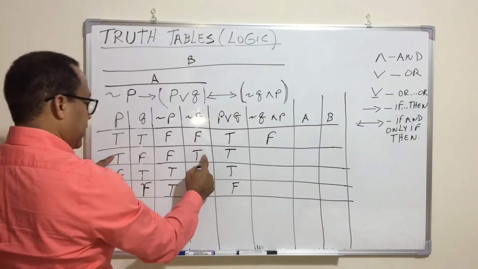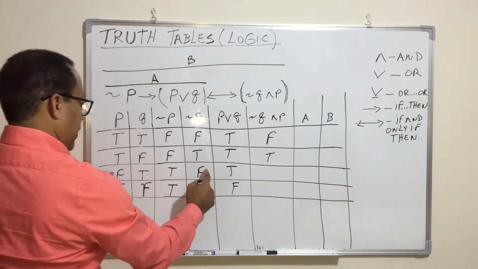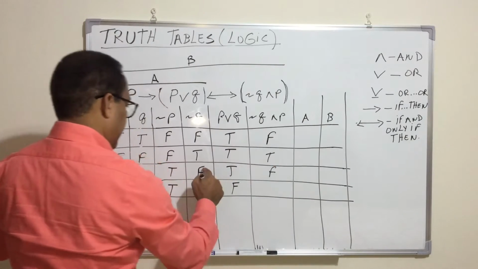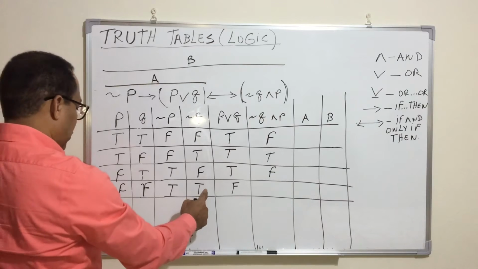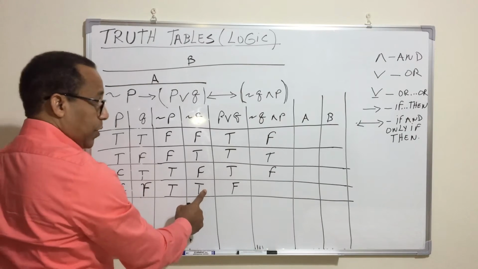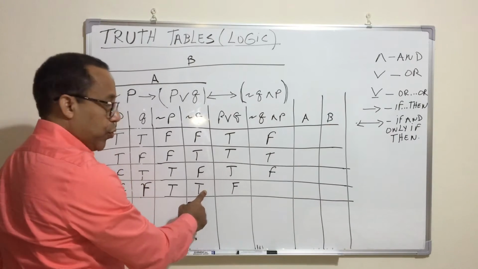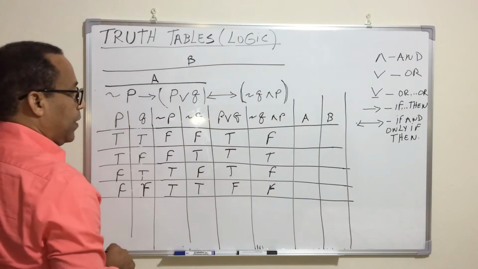Both attended, Pedro and Carlos, so this is true. None of them attended, so this is false. One of them attended, the other one did not, so this is false because it says and. And means both, so this is false.